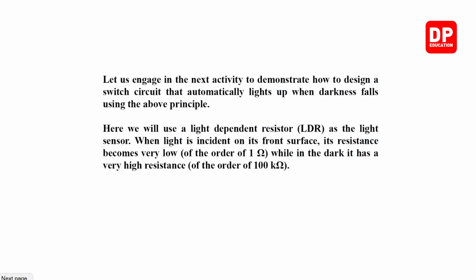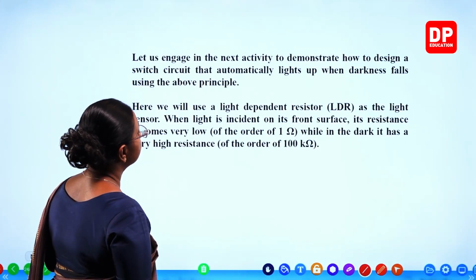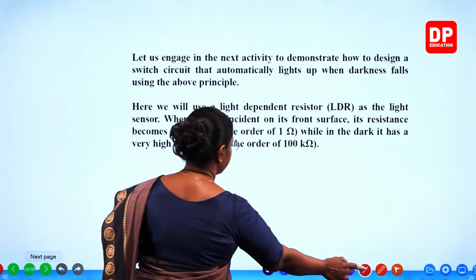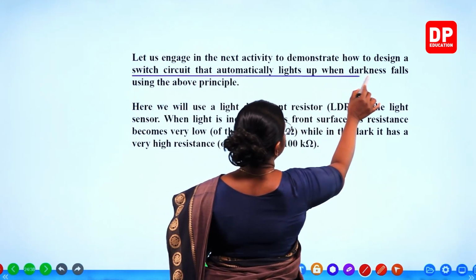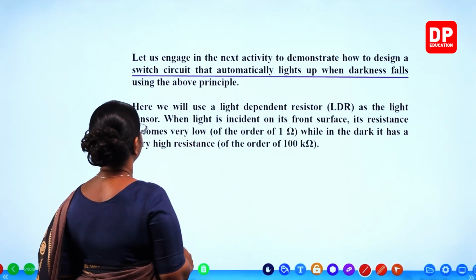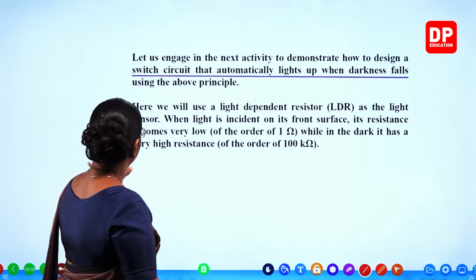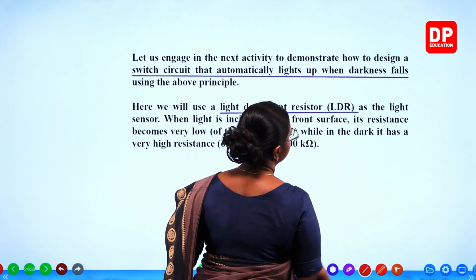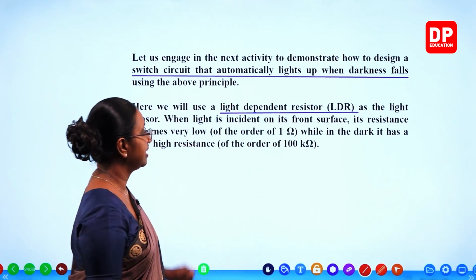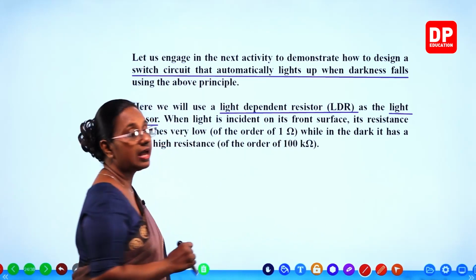Let us engage in the next activity to demonstrate how to design a switch circuit that automatically lights up when darkness falls, using the above principle. So, here we will use a light dependent resistor, LDR, as the light sensor.